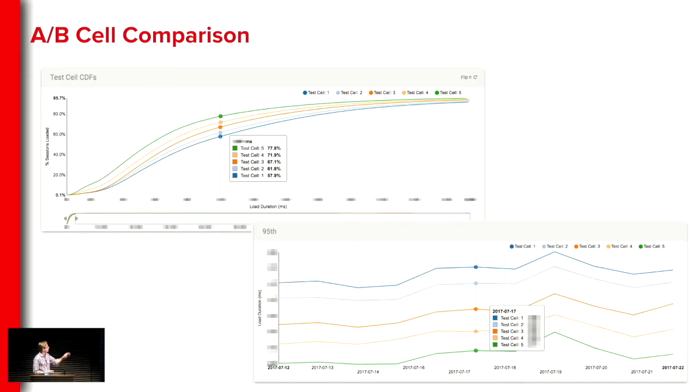You can clearly see that usually cell 1 for us is our control, and the other ones are different experiments. So we can clearly see that at least cell 5 is loading quite a bit faster. So it tends to be really nice.